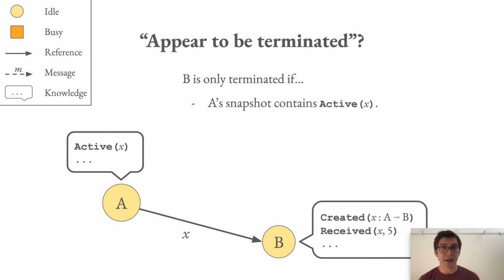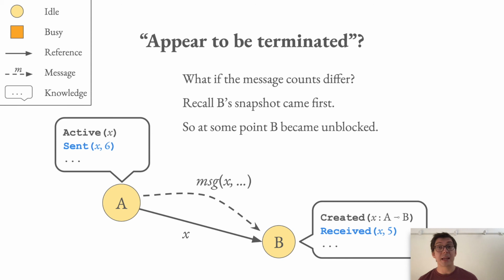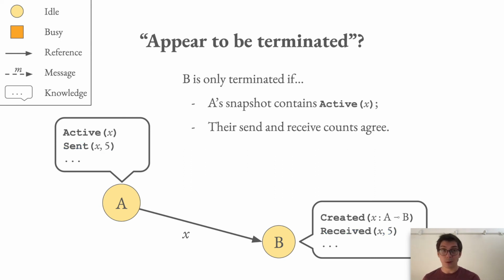The second thing is, what if their message counts are not equal? Remember that we assumed that B's snapshot came first, so A's snapshot came after. That means that A's send count can only be greater than B's receive count, which means that at some point after B took a snapshot, B became unblocked because A sent it a message. So the aggregator knows that B is only terminated if the message counts are equal. And moreover, we also know that no messages were sent along X between the time of A and B's snapshots.